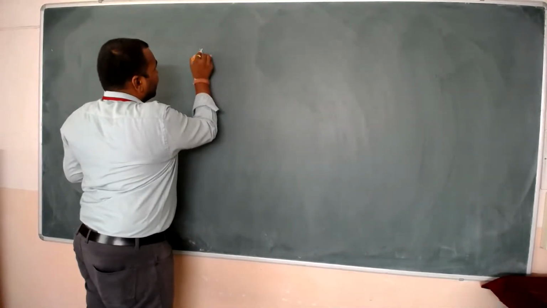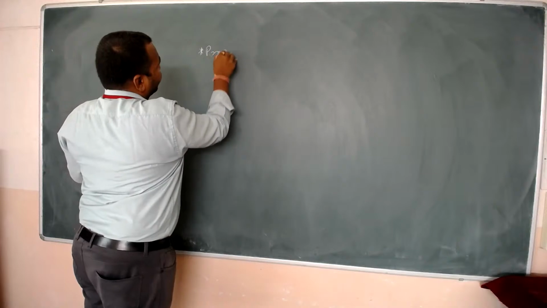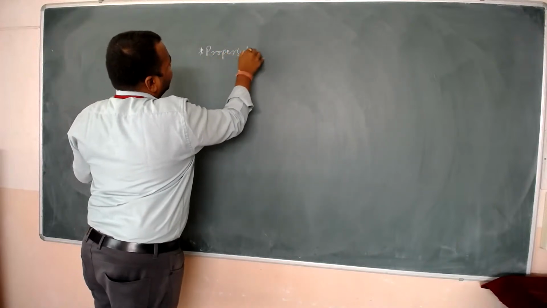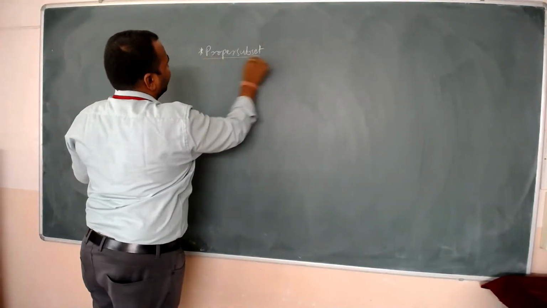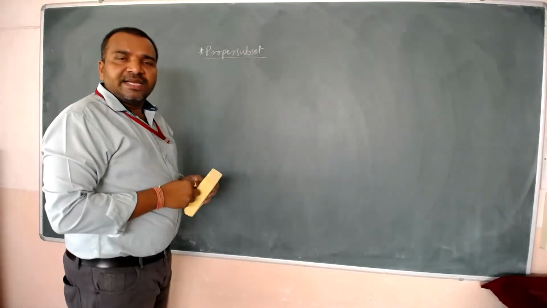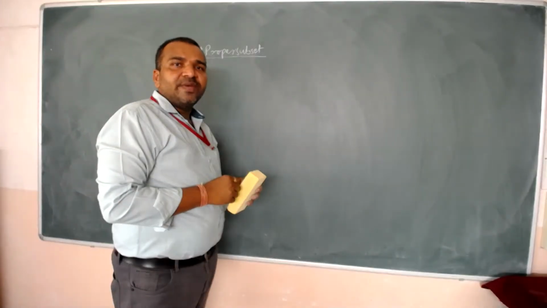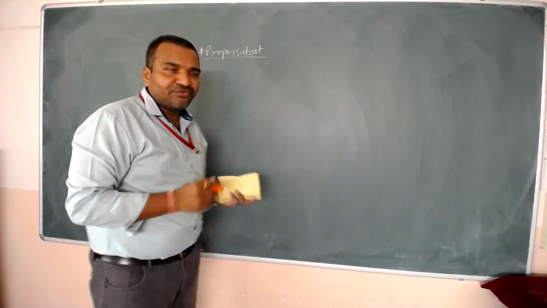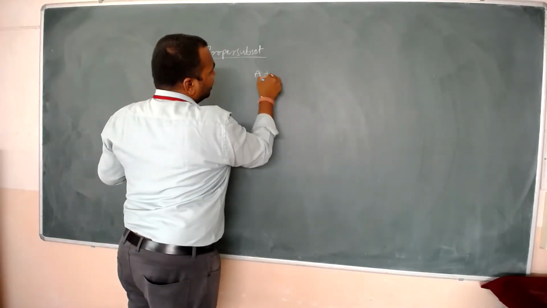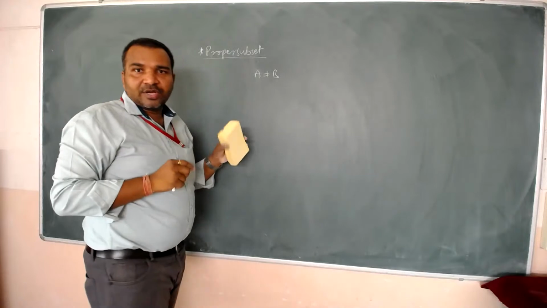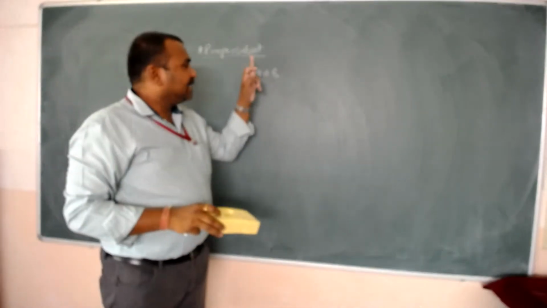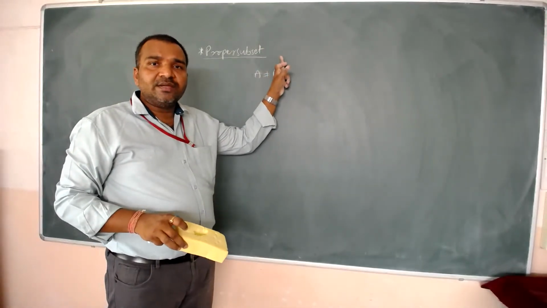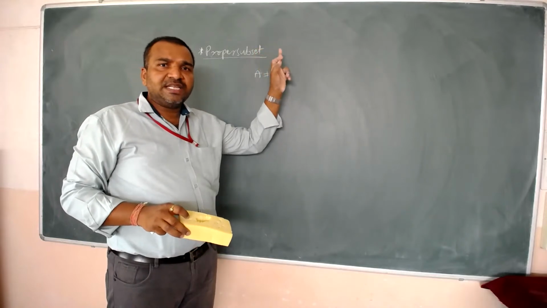Next, proper subset. This is also most important. A set capital A is said to be a proper subset of B if A is not equal to B. Okay, A not equal to B.